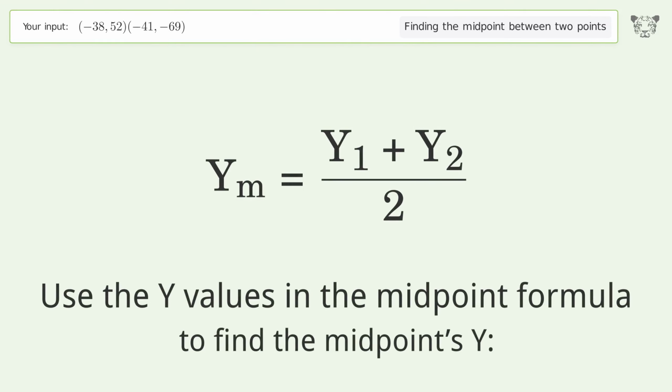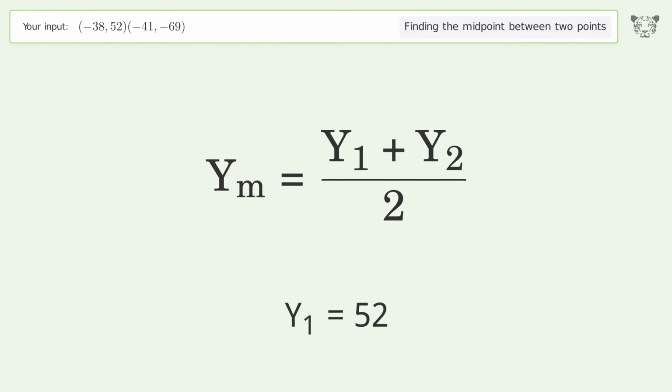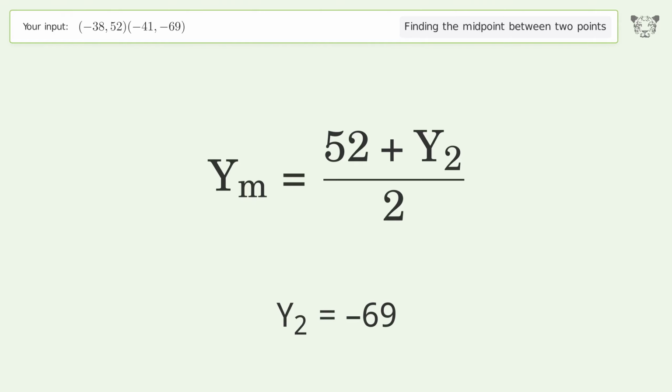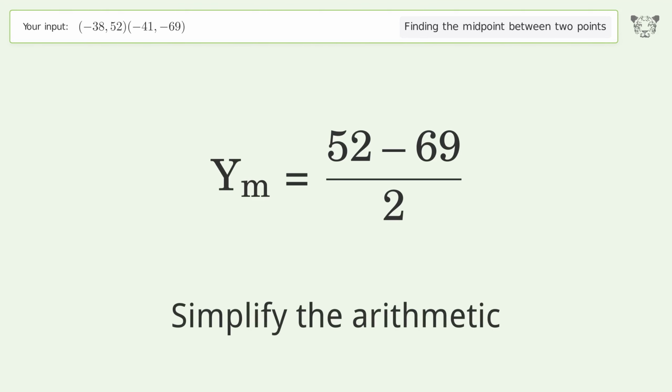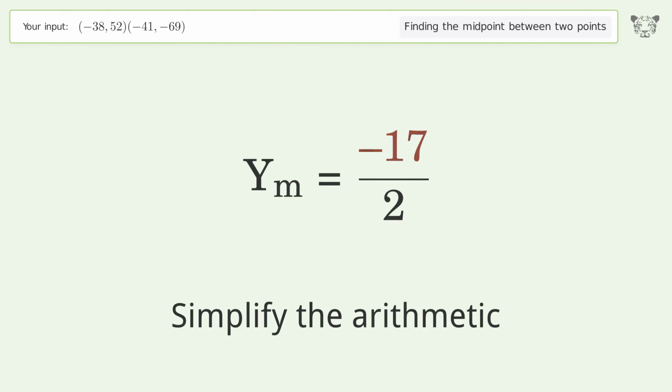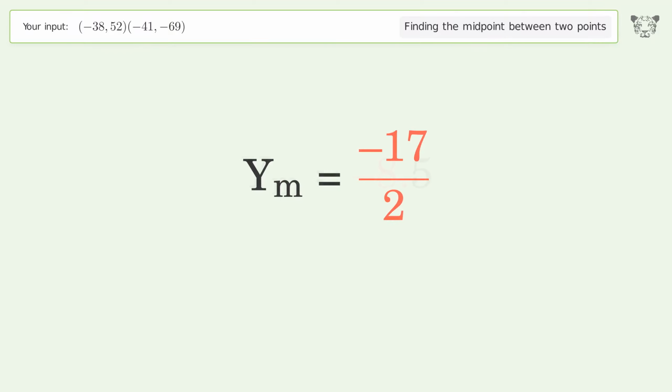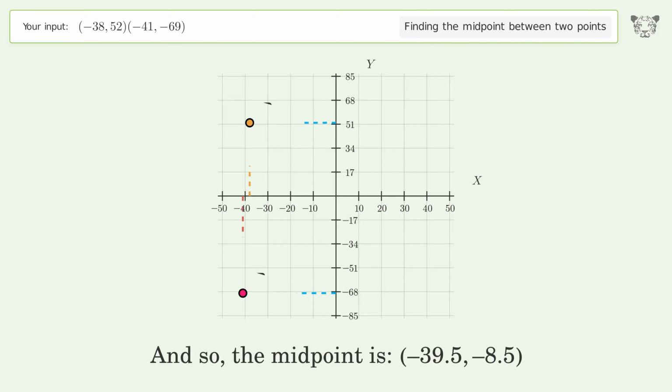Use the y values in the midpoint formula to find the midpoint's y. y1 equals 52. y2 equals negative 69. Simplify the arithmetic. And so, the midpoint is negative 39.5, negative 8.5.